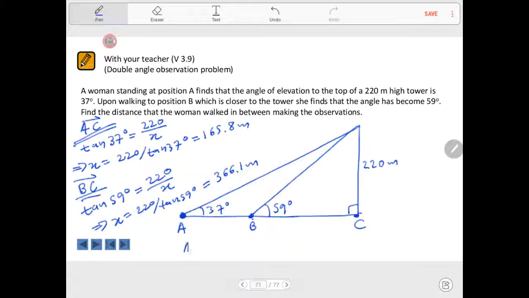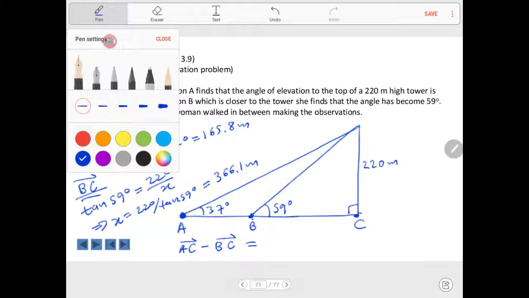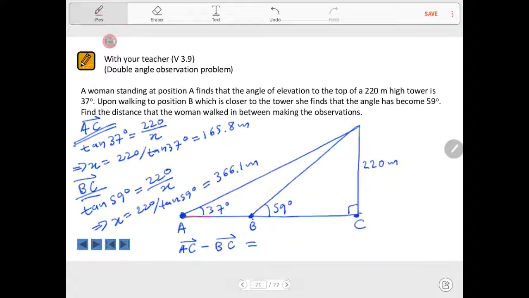If we subtract those distances from one another, that'll give us the distance in between this here. So 366.1 take 165.8 gives 200.3 metres.